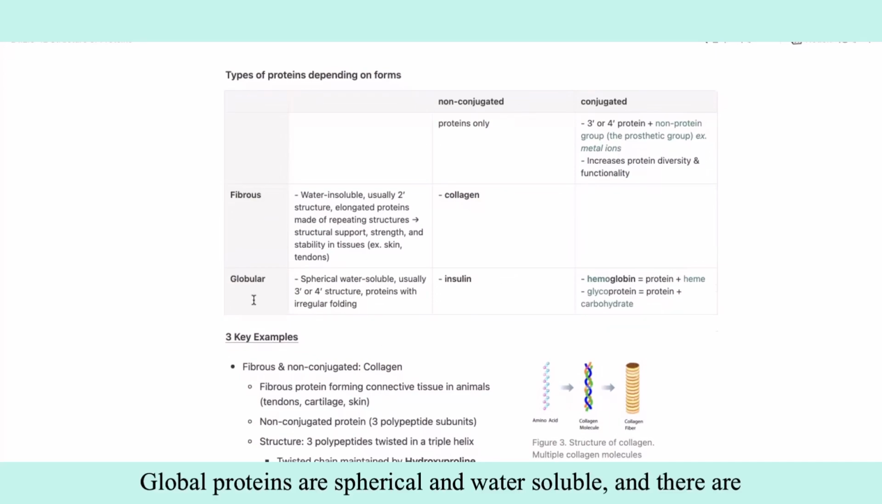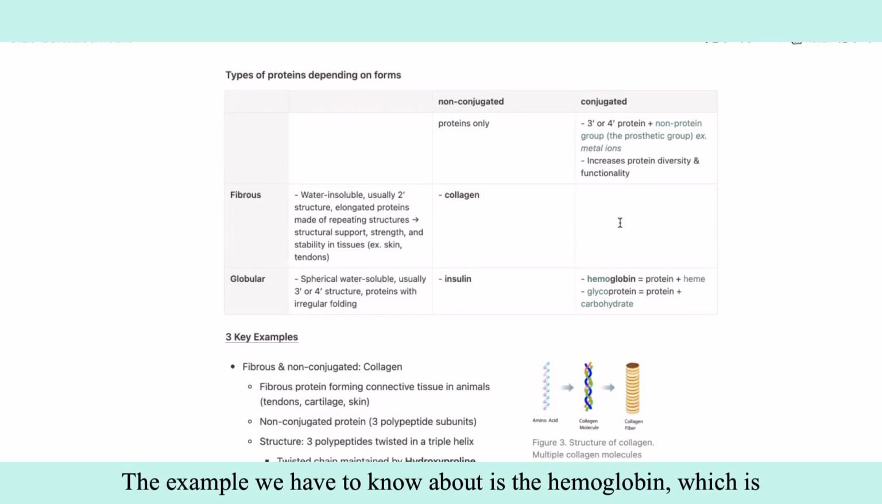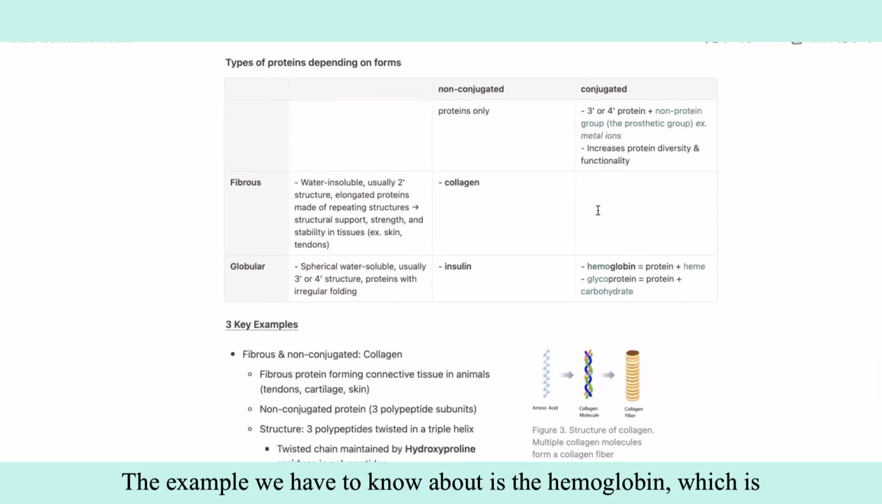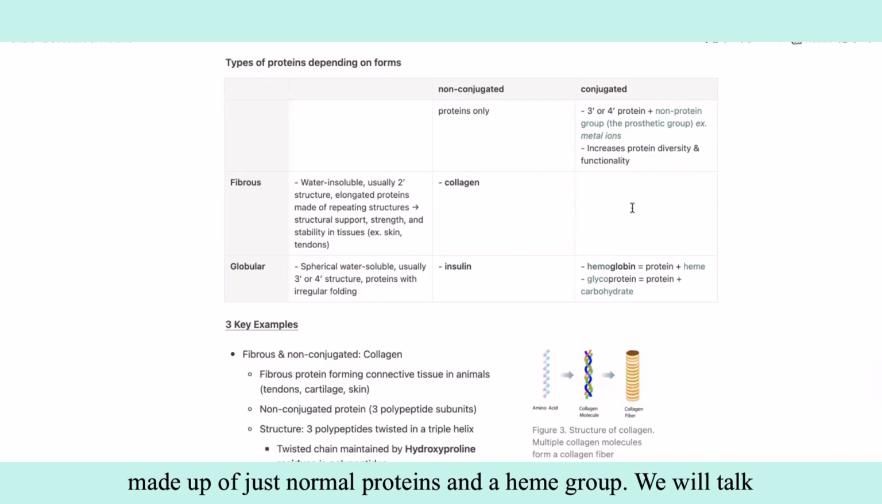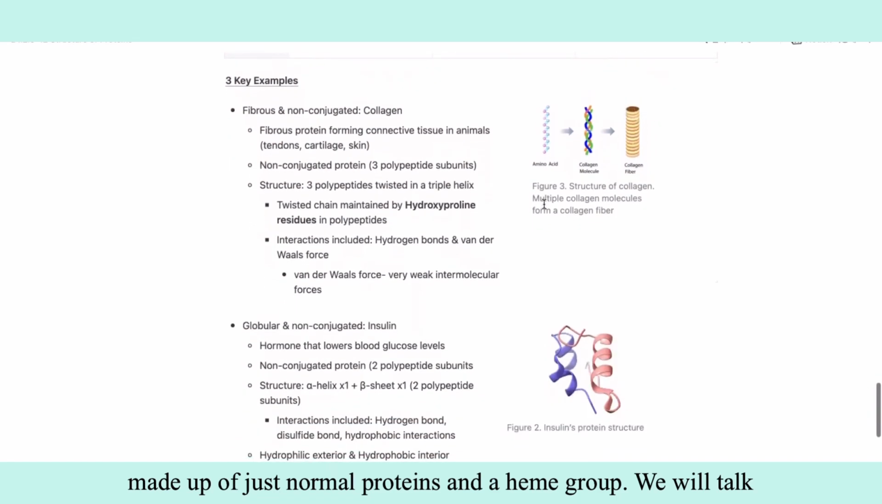Globular proteins are spherical and water soluble, and they are proteins with irregular folding. An example is insulin. There are also conjugated proteins. The example you have to know about is hemoglobin, which is made up of just normal proteins and a heme group. We will talk more about this here.